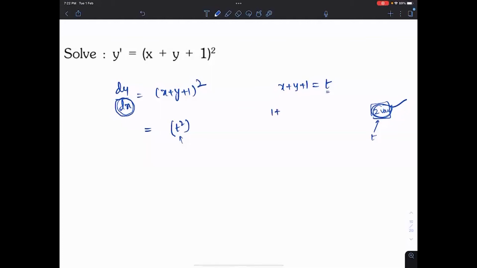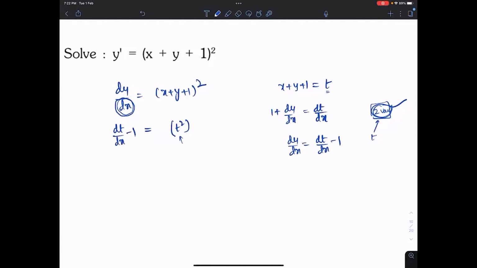Like if 1 plus dy by dx, if I differentiate on both sides, I'll get dt by dx. Sorry, that is a variable we keep, the other one we eliminate. So what is dy by dx? It is dt by dx minus 1. So you write it here, dt by dx minus 1.